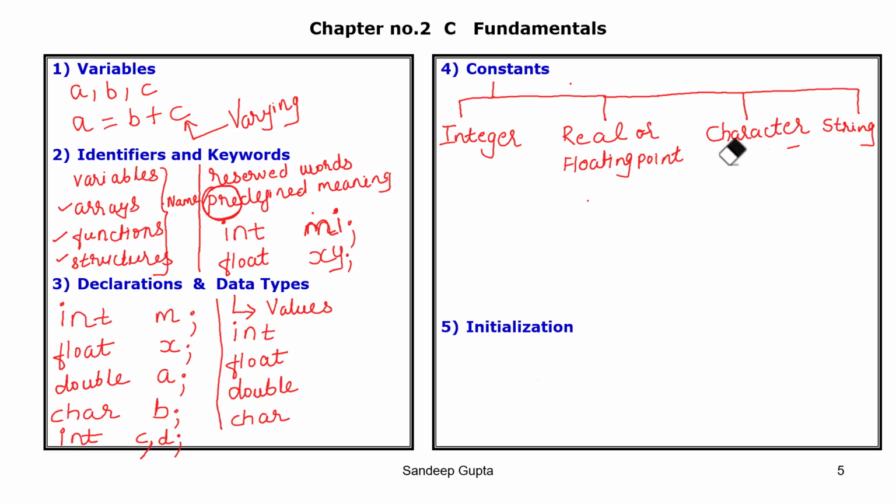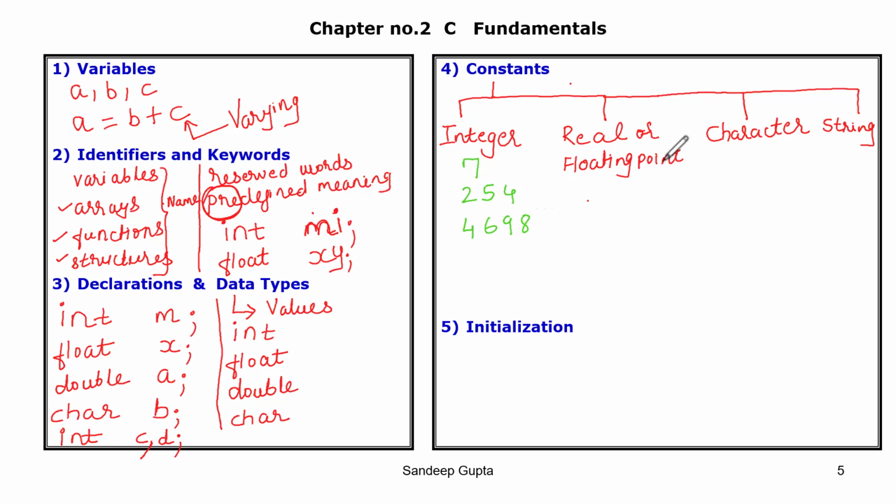So now what is an integer constant? Very simple. Any integer number is called an integer constant. I repeat, any integer number is called an integer constant. So a number like 7, a number like 254, a number like 4698, all of them are integer constants. So any integer number is called integer constant.